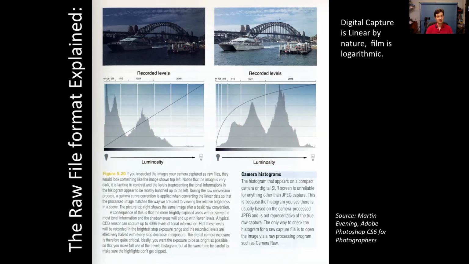It's not something that happens in Adobe Camera Raw. It's something that happens behind the scenes. A consequence of this is that the more brightly exposed areas will preserve the most tonal information, and the shadow areas will end up with fewer levels.